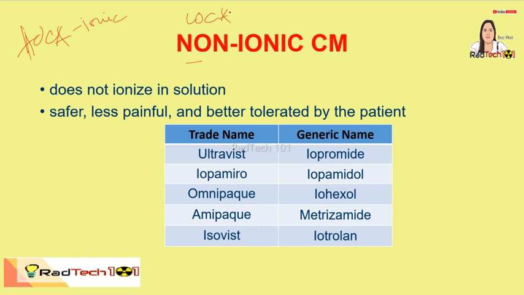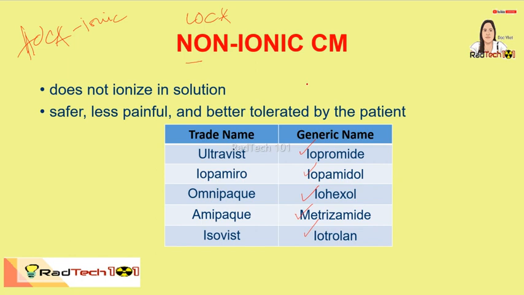Examples are Ultravist, Iopamiro, Omnipaque, Amipaque, and Isovist. And we also have here the corresponding generic names: Iopromide, Iopamidol, Iohexol, Metrizamide, and Iotrolan. So, these are non-ionic contrast agents, also referred to as low osmolality contrast agents. Again, these are comprised mainly of iodine.